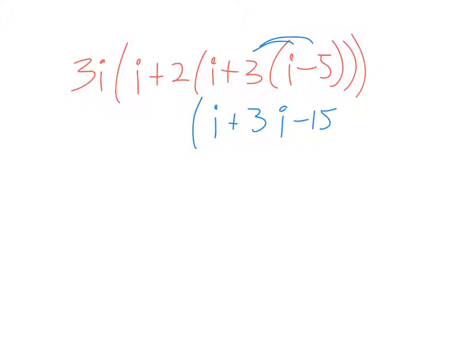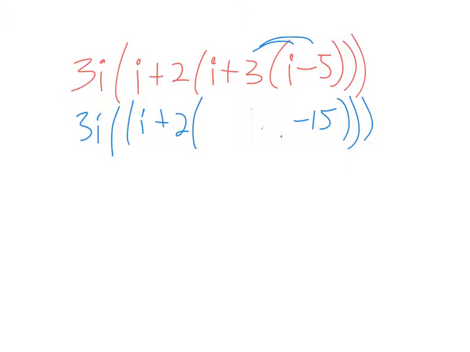3i minus 15. We've got the 2 plus i, 3i in front. I think I put an extra parentheses in there, but that's okay. I'm also going to combine i plus 3i to make that into 4i. And then do the next thing. 2 times these guys. That's going to be 8i minus 30.